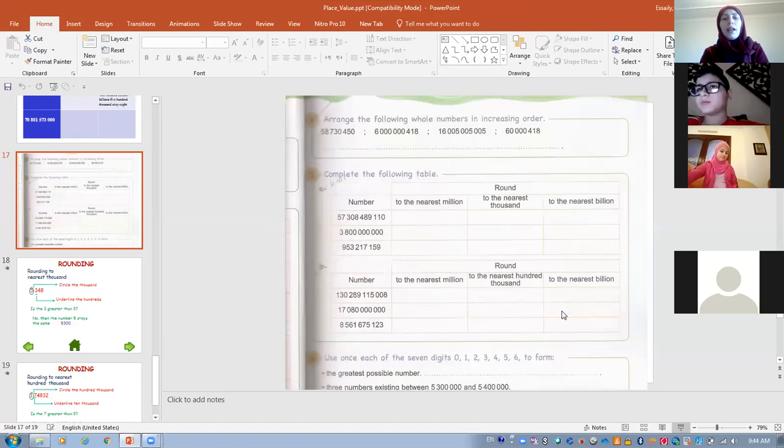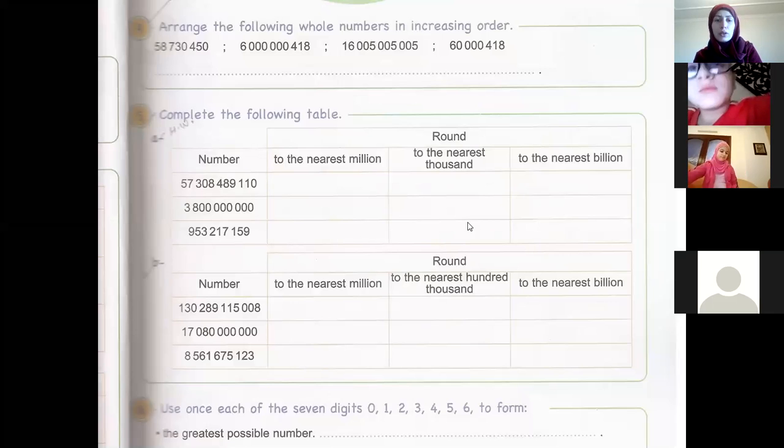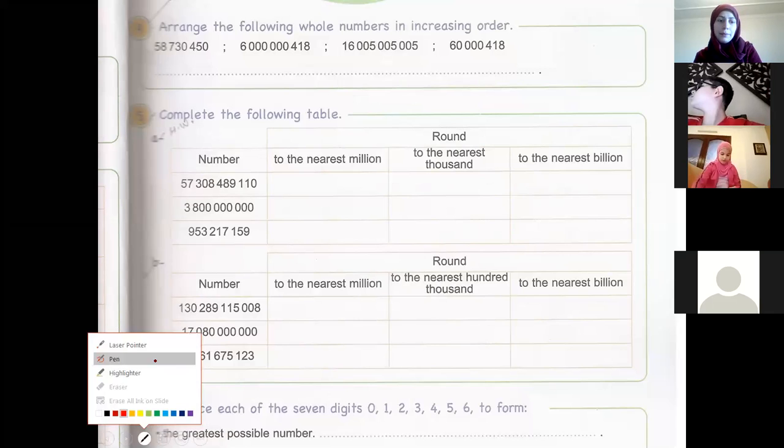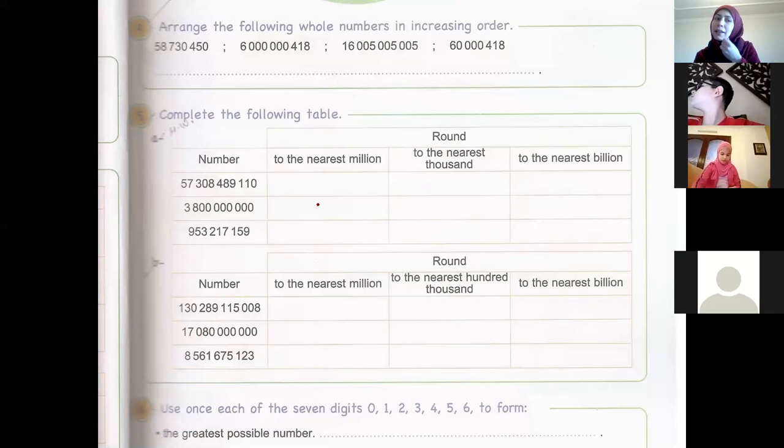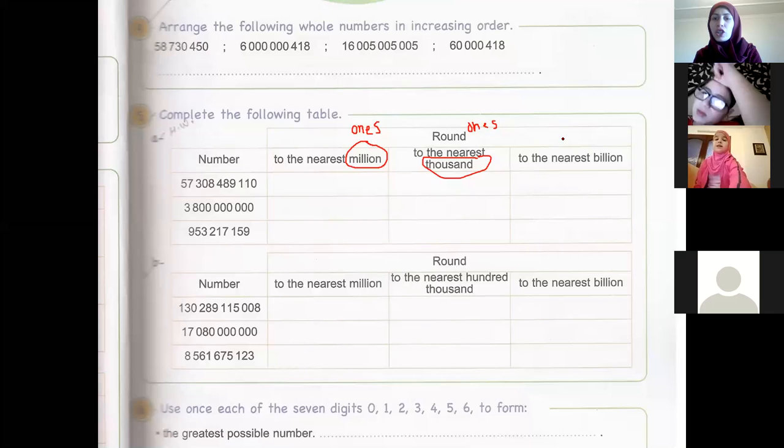Yes, teacher. Let's revise. How do we round numbers? Million, thousand, and billion. We said in the previous period, when I say just million, I mean which digit in the millions family? Ones, or tens or hundreds? Ones. Excellent. When you say round to the nearest one. Thousand, which digit in the thousand family? One. And when I say round to the nearest billion, which digit in the billions family? One.